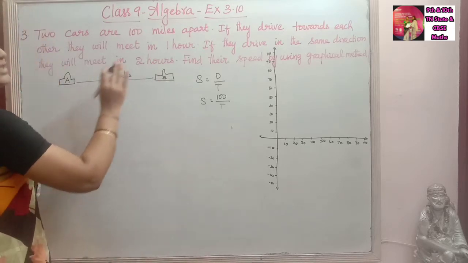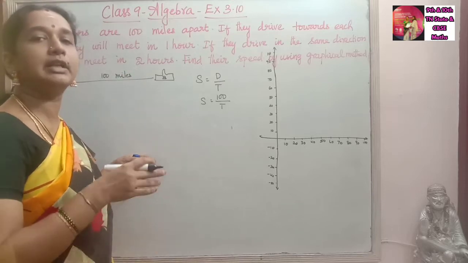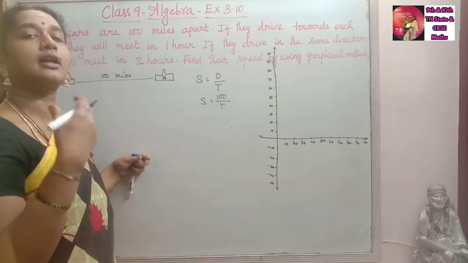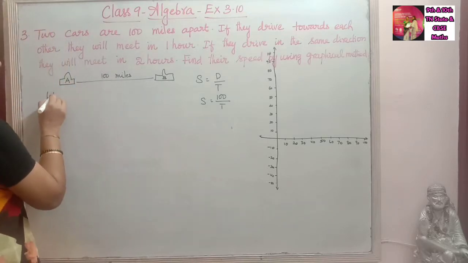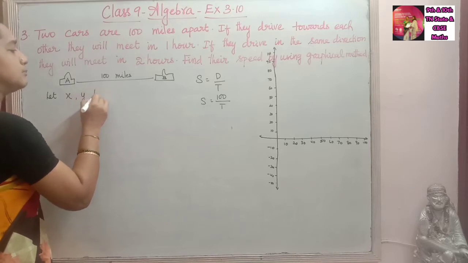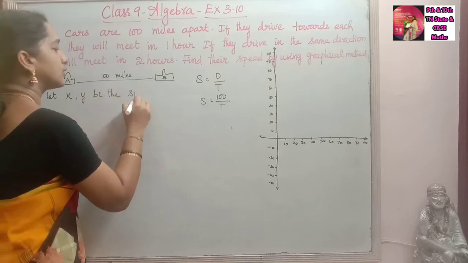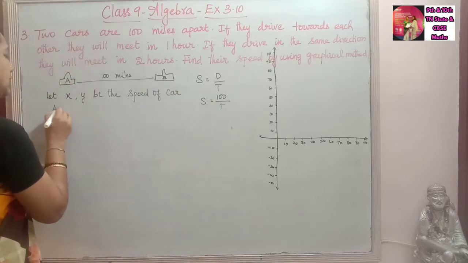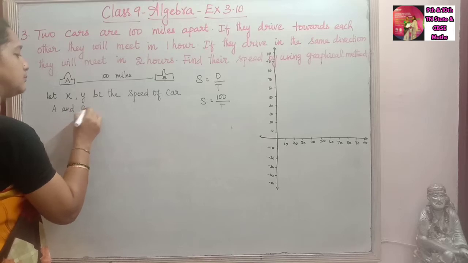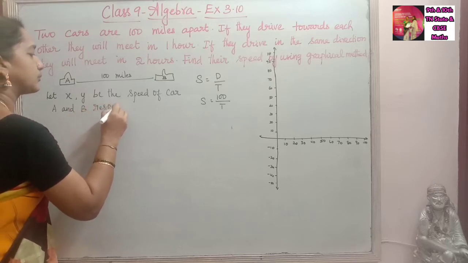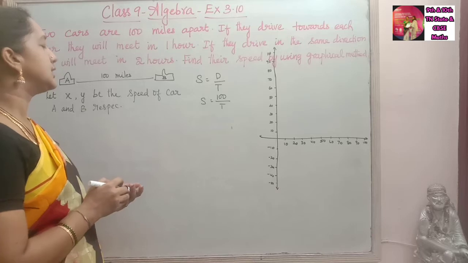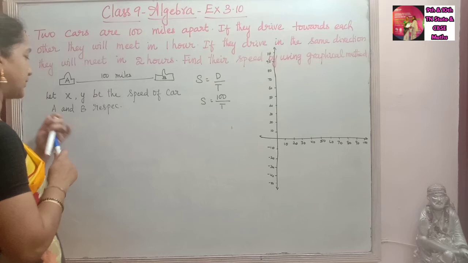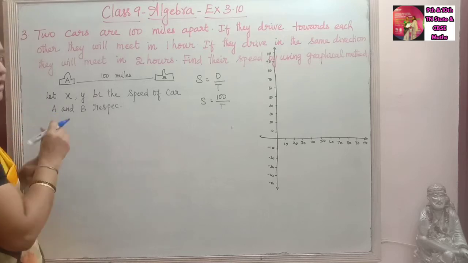Since we are asked to find the speed, we will take the speed of car A as X and car B as Y. Let X, Y be the speed of car A and B respectively. Okay, so first, we need to get 2 equations.